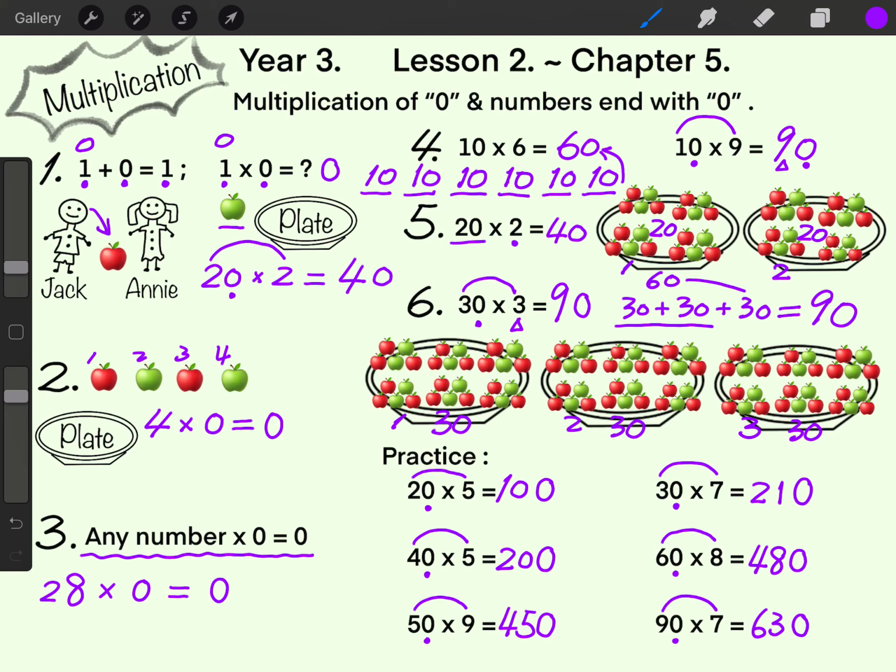Excellent, everyone. Thank you for all your hard work. I hope now you know how to use the little trick, multiplication of 0 and numbers end with 0.